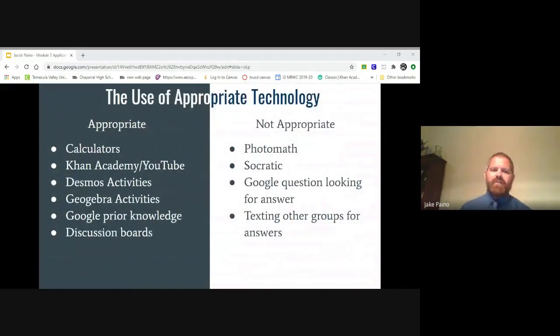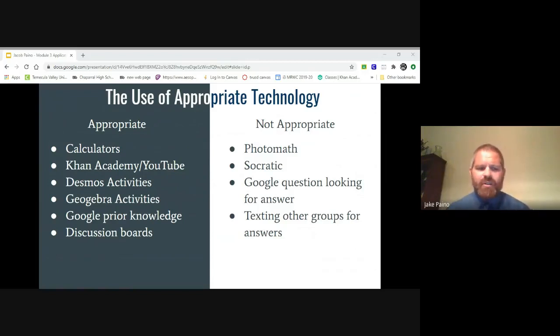Okay. Another big one for a class is using technology, but it has to be used appropriately. Here I've got a list of appropriate use of technology and non-appropriate use of technology. Calculators are a great tool to have in class. Scientific, graphing, anything that helps the kids do the procedural stuff. It speeds it up, it increases accuracy, and it doesn't take away from their understanding of how to do the math. It just helps them calculate numbers.